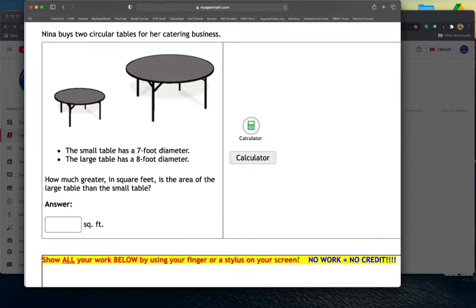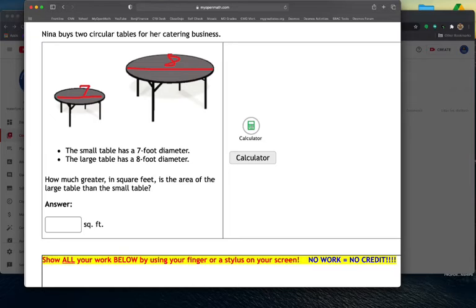The small table has a diameter of 7 feet. And the large table has a diameter of 8 feet. How much greater in square feet is the area of the large table than the small table?